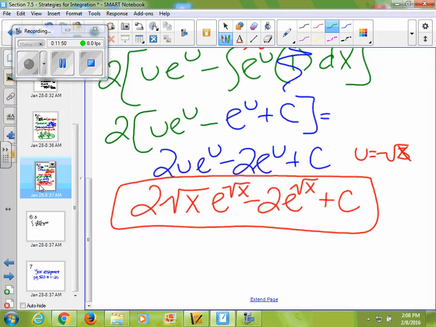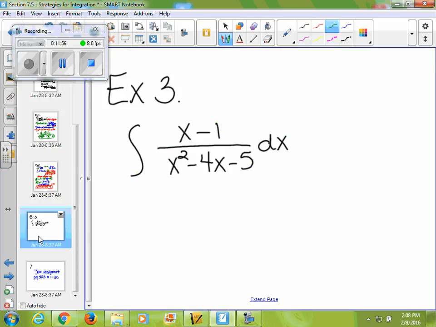Okay, so if it looks like something easy, here's u-substitution. You can combine u-substitution and integration by parts. You can combine lots of different things. This is all about finding strategies that work.